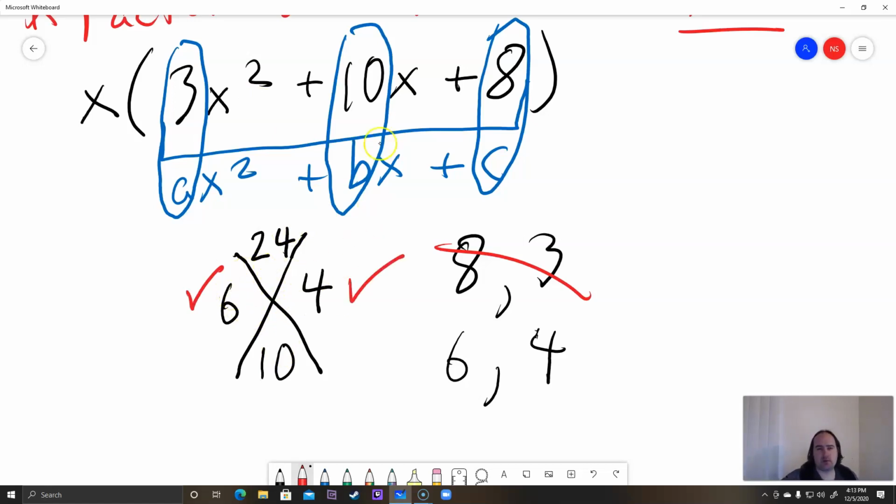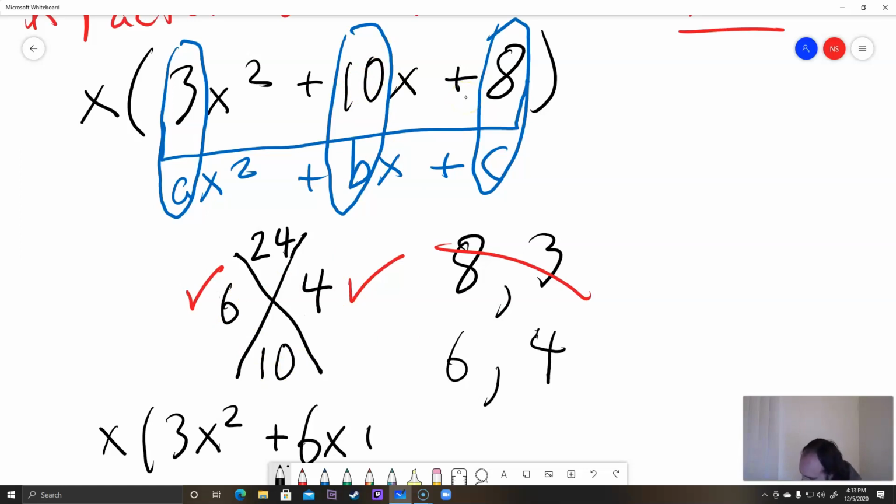So now what we're going to do is go ahead and rewrite our middle term, bx, using these numbers instead. So now we're going to write it as 6x plus 4x. Okay, so we still have an x out front, and then we still have a 3x squared. But now we're going to rewrite this bx, which is 10x, as 6x plus 4x. So this whole thing right here is just 10x.